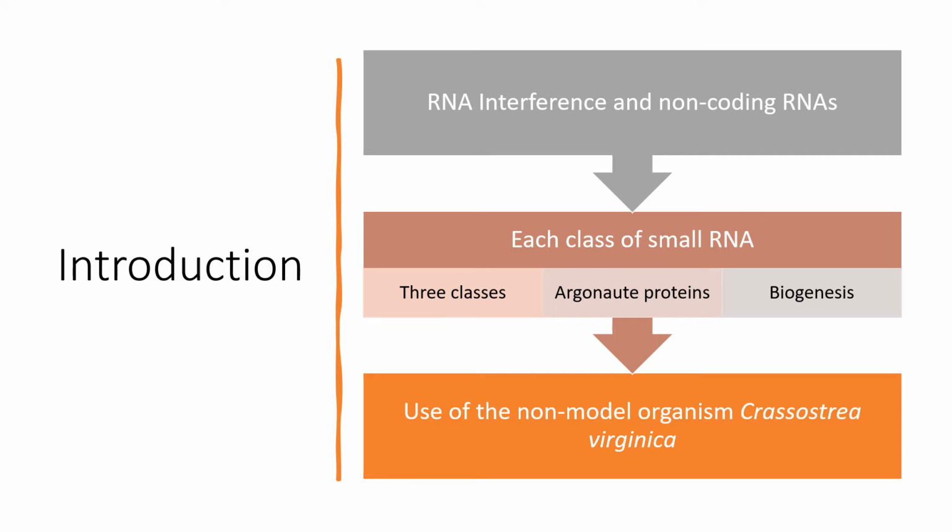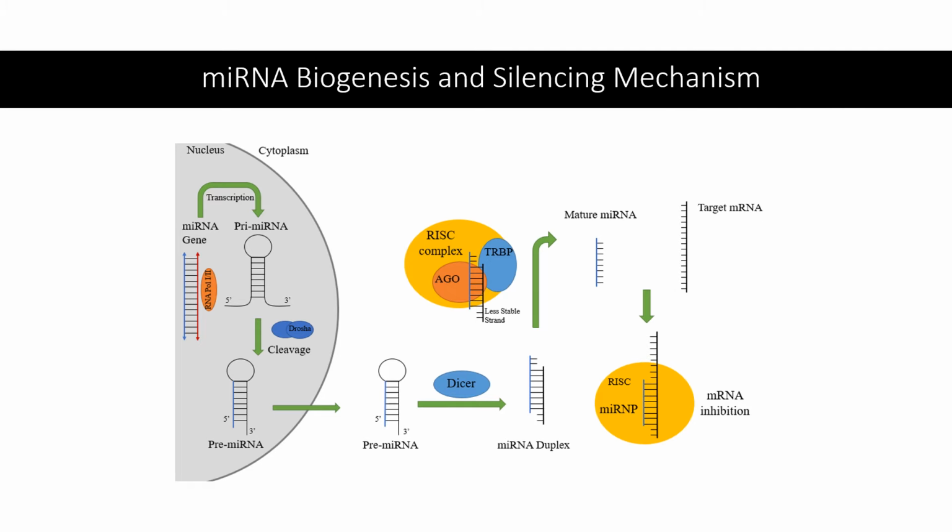So there are 3 classes of small RNA: microRNA, short interfering RNA, and Piwi-interacting RNA. They're each unique in their biogenesis and their silencing mechanisms. I'll start with microRNA, or miRNA, because these are the most well-known and the most highly conserved. These are about 21 to 22 nucleotides long, and their biogenesis is relatively simple.